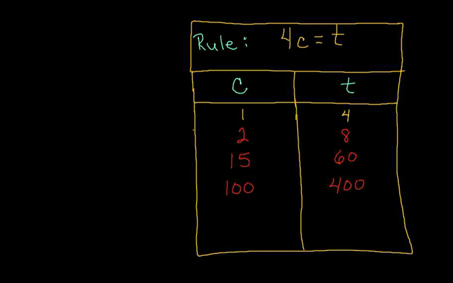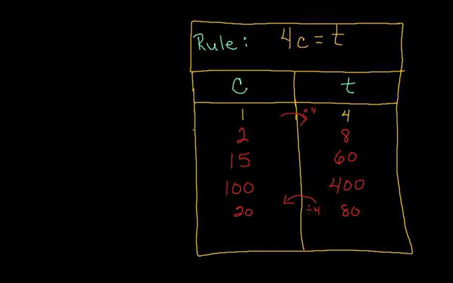I also know if for some reason someone has counted that there are 80 tires and I need to go back and figure out how many cars there are, well, I'm going to divide by 4 because I multiplied by 4 going this way. And so if I'm going the opposite way, I'm going to divide by 4. So 80 divided by 4 gives me 20 cars.